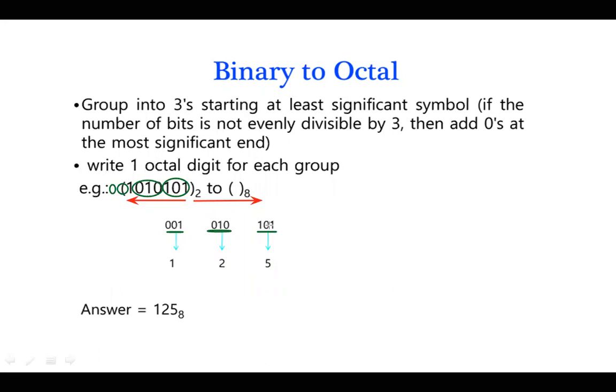Now what is the octal equivalent of 101, because we are talking about binary to octal conversion? The octal equivalent of 101 is 5. The equivalent of 010 is 2. 001 is 1 according to the binary truth table. So the answer will be 125 to the base of 8. This is the solution.